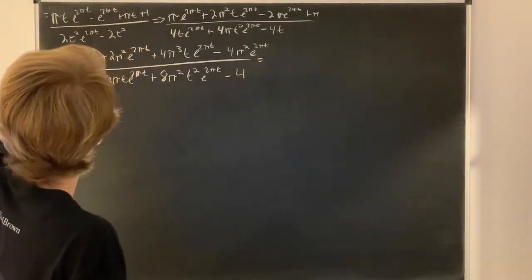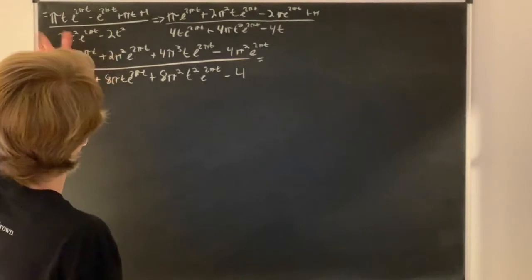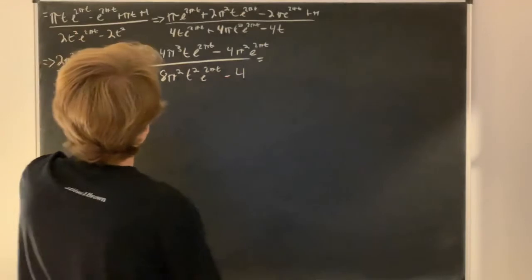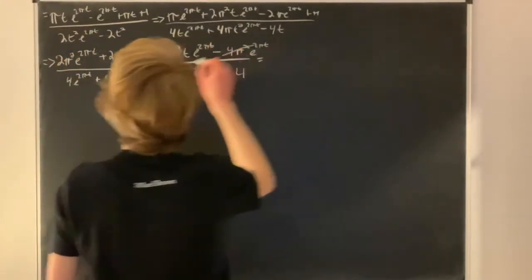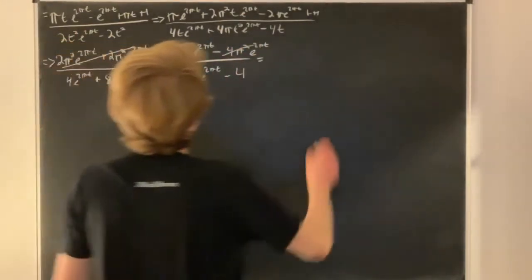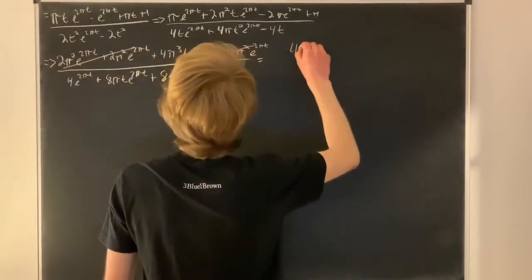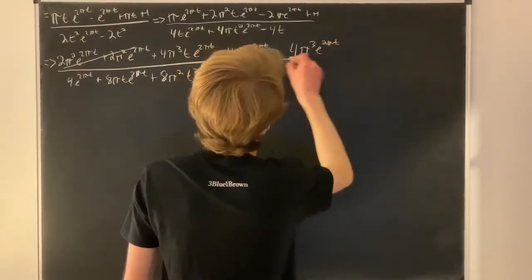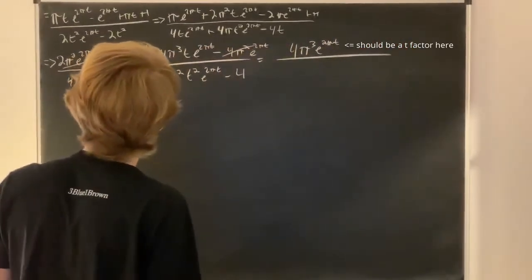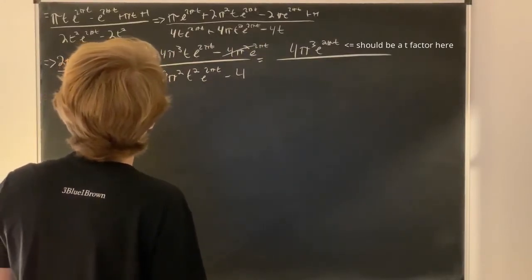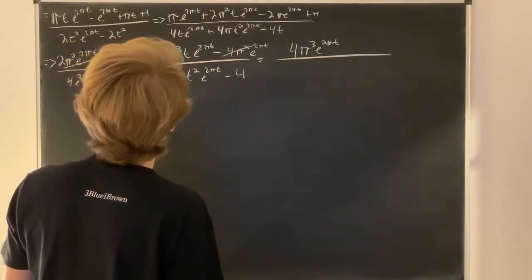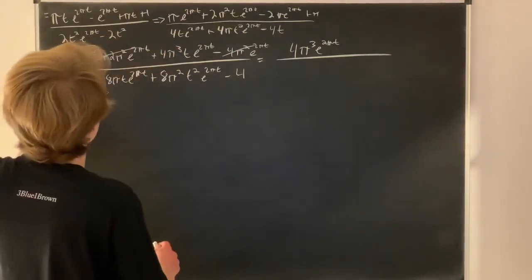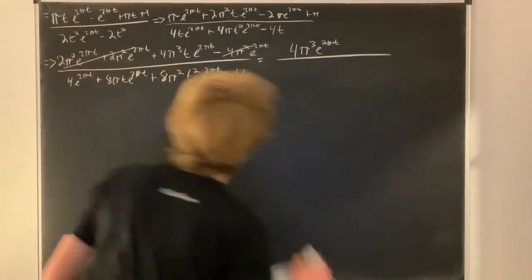Well, let's gather some stuff. So we have 2 pi squared e to the 2 pi t minus 4 pi squared e to the 2 pi t, so right away we can get rid of those. And so in the numerator we have 4 pi cubed e to the 2 pi t. And for the denominator, well, we simply are going to have 4, and then I believe there's one more term here I missed.